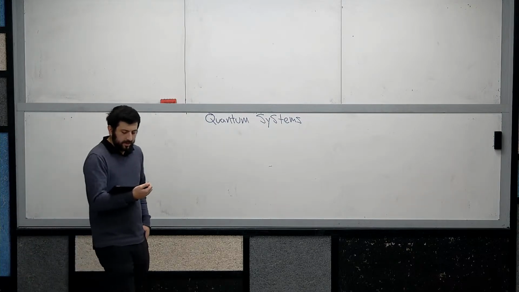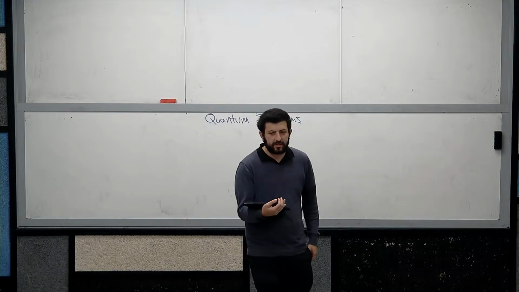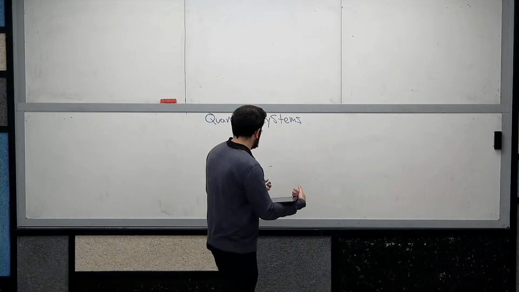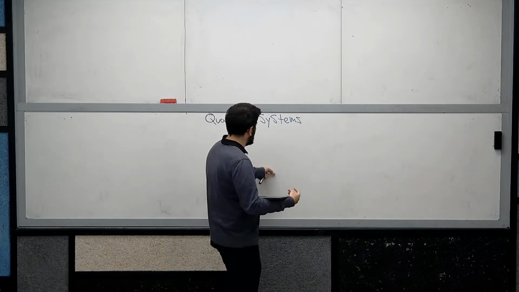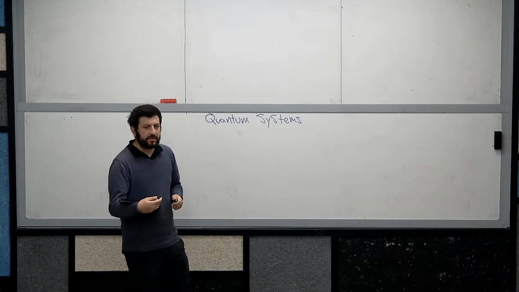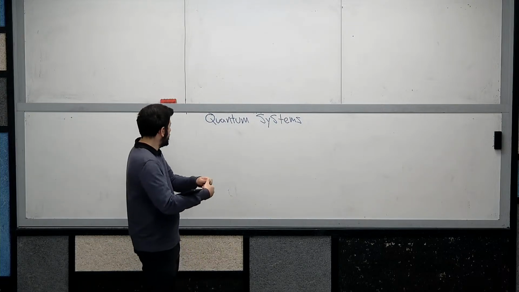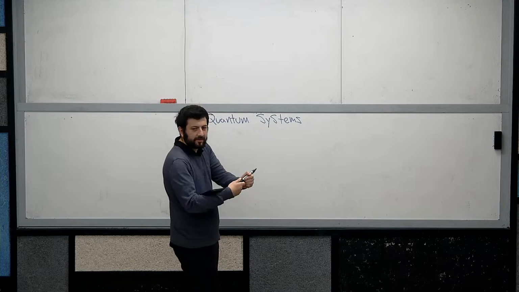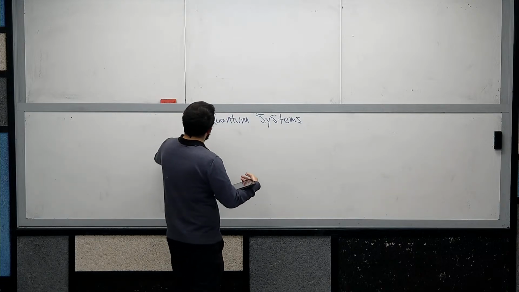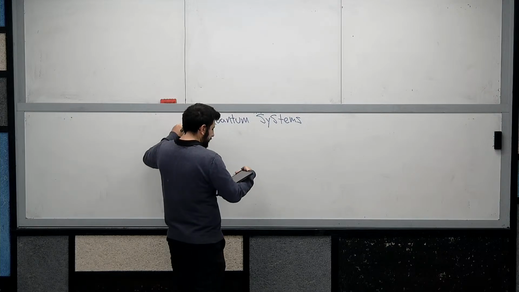Okay, hi everyone. Today I'm going to talk about quantum systems. First, in quantum mechanics we have two types of particles, right? In quantum mechanics we say that the particles are indistinguishable. Which are the types of particles that we have? Okay, we have fermions and bosons.